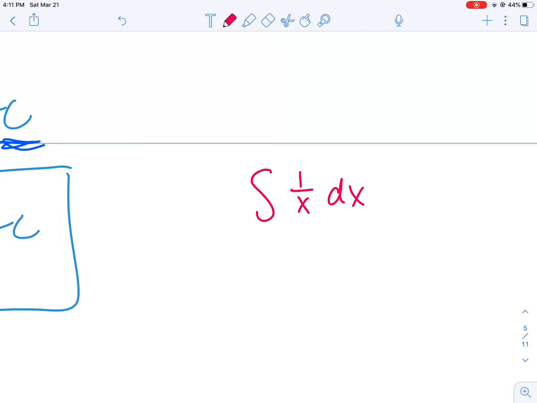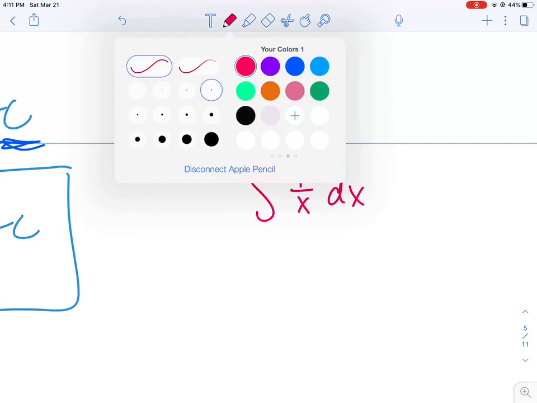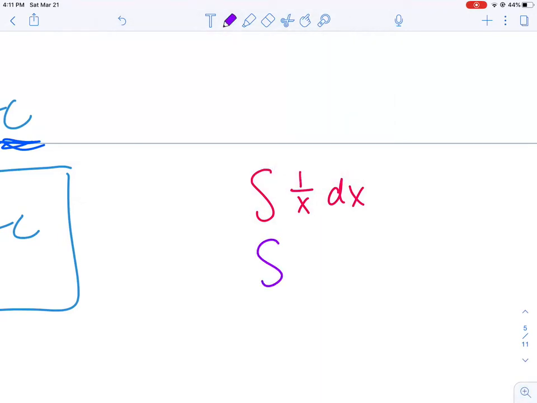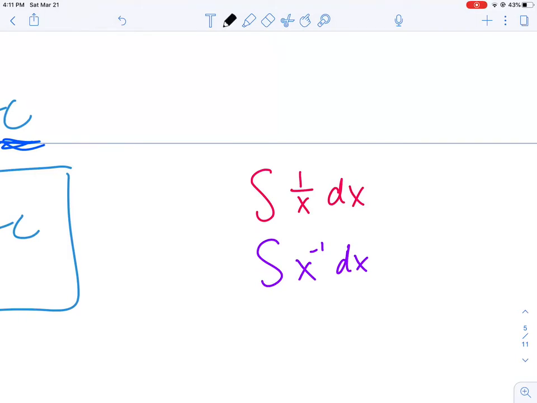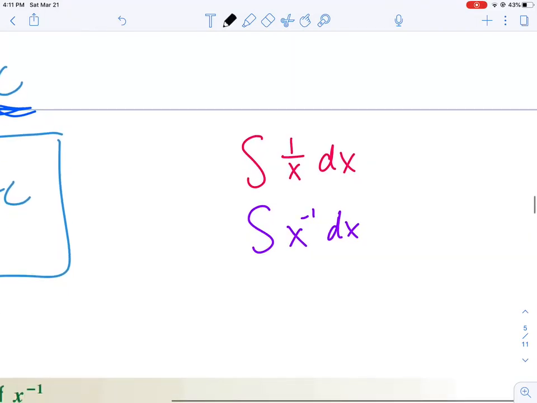1 over x. I would like you to think about what you think the antiderivative of 1 over x is, or how you would do this problem. How many of you thought about taking this x and bringing it up to the top and making it x to the negative 1? But then if I go to apply my antiderivative power rule, doesn't power rule say that I add 1 to the exponent? And so if I added 1 to the exponent, then wouldn't I get x to the 0?